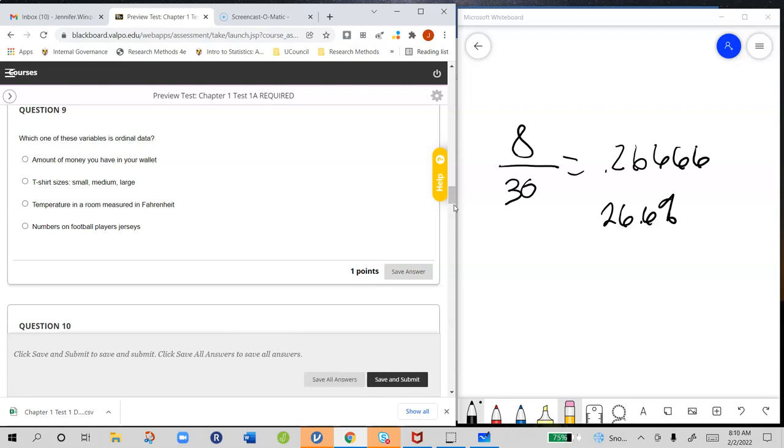Finally, we have numbers on football players' jerseys. You can't put people in order based on their jersey number, right? The numbers don't indicate quantity or quality of player.